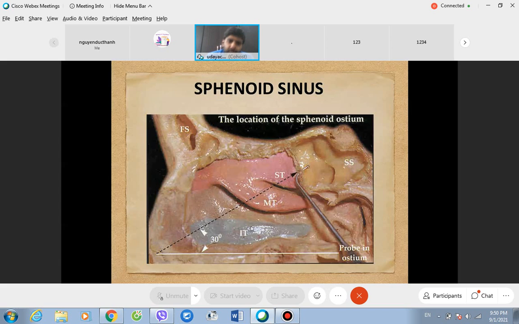Coming to the drainage of the sphenoid sinus. The sphenoid sinus drains into the sphenoethmoidal recess via the sphenoid ostium on its anterior face, and this is the probe located in the anterior wall of the sphenoid, going into the sphenoid sinus.